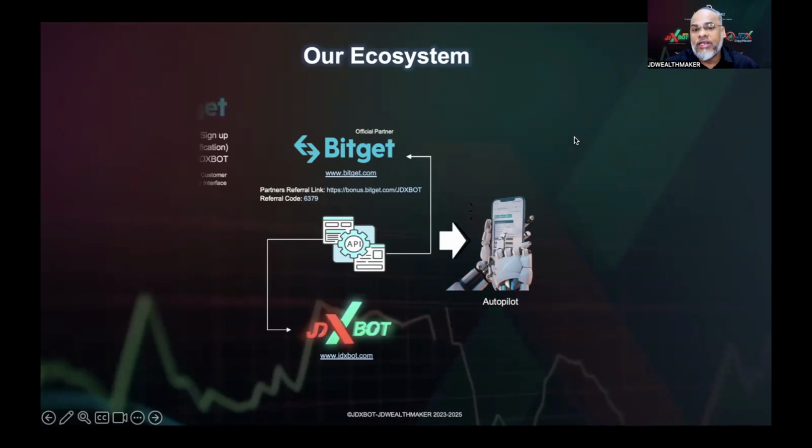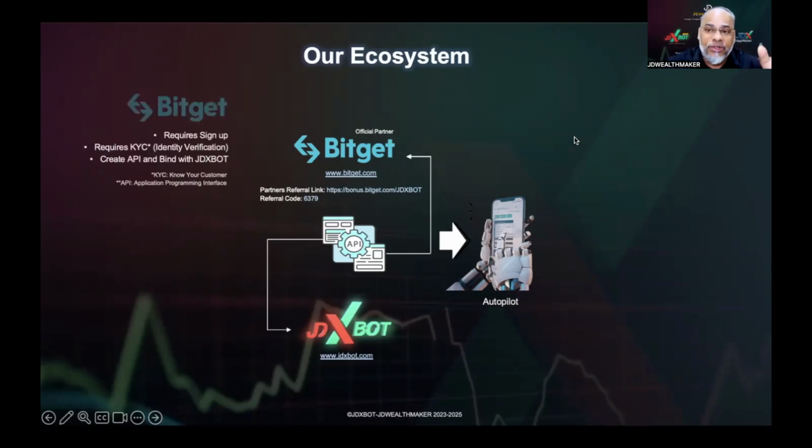Now let's quickly run through some of the important steps or processes involved in each of these entities. For BitGet, make sure you sign up. You can use our partner's referral link over here. You can sign up.